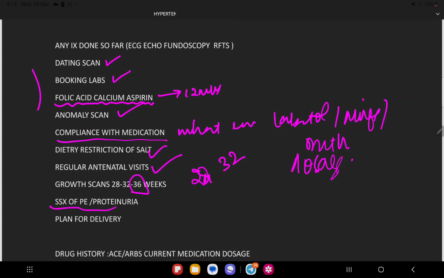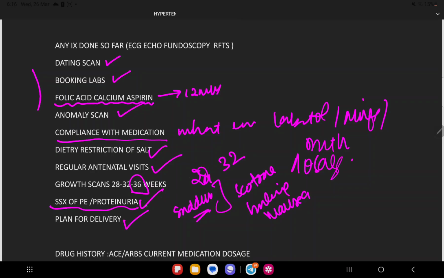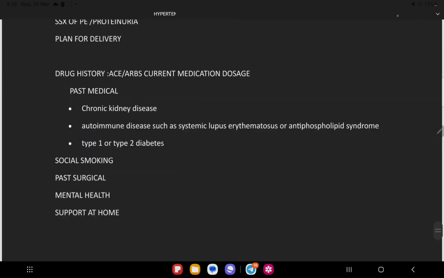If your patient has chronic hypertension, then you should ask about signs and symptoms of preeclampsia, like sudden swelling of hands and feet, any scotoma or blurring of vision, any epigastric pain, nausea, vomiting, or any changes in her proteinuria. Because we want to rule out chronic hypertension with superimposed preeclampsia. Then what are her preferences for delivery? Now, if your patient is in the preconception time period, then you have to ask about ACE inhibitors.